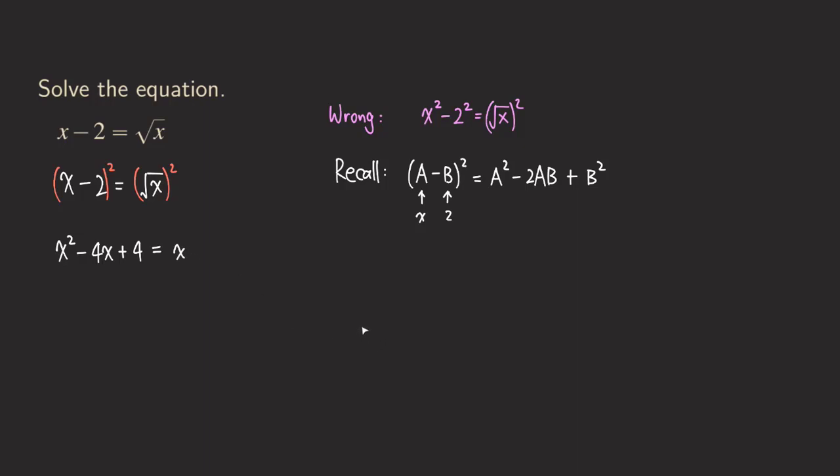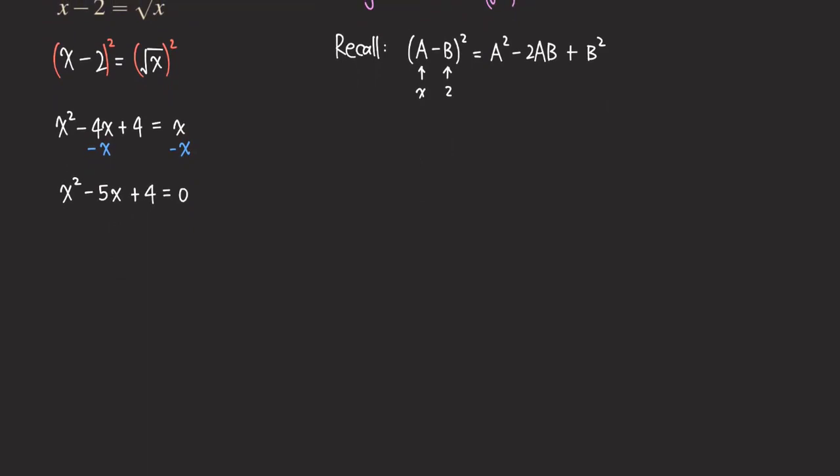Okay, so now the equation becomes a quadratic equation. So all we need to do is to move everything to one side and make the other side 0. So we are going to subtract the x from both sides. So now what do we get? We get x squared, and then minus 5x, and then plus 4 is equal to 0.